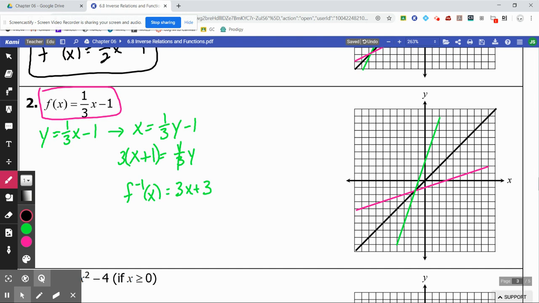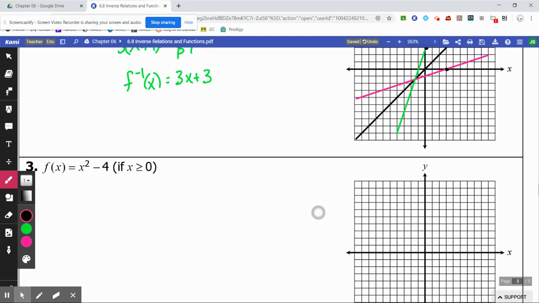Okay, so here again you see that I've graphed the line y equals x along with the pink and green graphs, and they are again mirror images, and you can check any point. Here's (0, 3), and here's (3, 0). Every point is going to be an x, y switch.